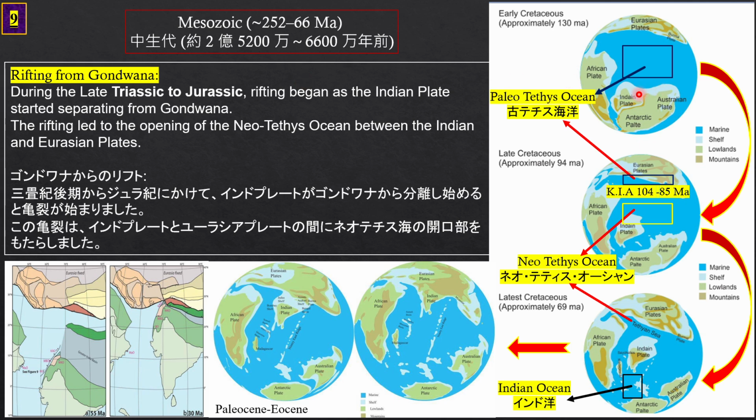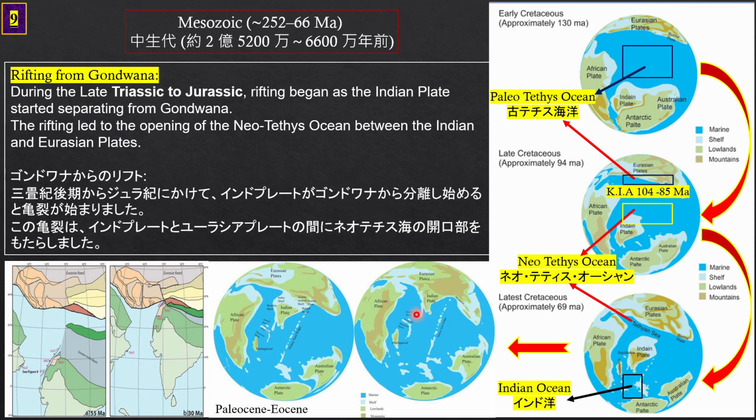But in the Mesozoic, it started splitting from Gondwana, forming the Paleo-Tethys and Neo-Tethys, and the Indian plate started to move. In the north is the Paleo-Tethys, in which intra-oceanic subduction occurred, forming the KIA, the Kohistan Island Arc, and this KIA splits the Neo-Tethys and Paleo-Tethys oceans. Firstly the Paleo-Tethys closed and then the Neo-Tethys ocean closed, and further Indian plate movement resulted in the Indian Ocean opening.